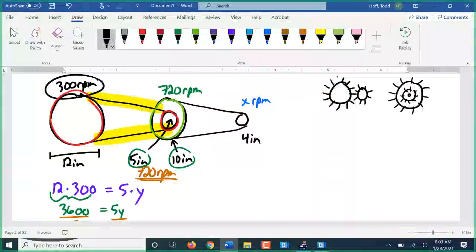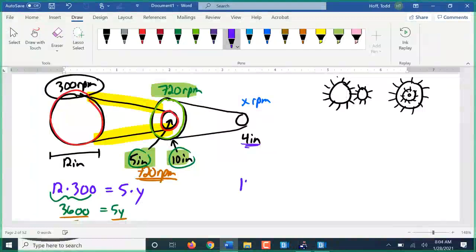So both the 5-inch pulley here and the 10-inch pulley are turning 720 RPM. So we find that the 5-inch pulley is turning that speed. We know then what the larger pulley is turning because they're on the same shaft. However, we still need to get to the 4-inch pulley.